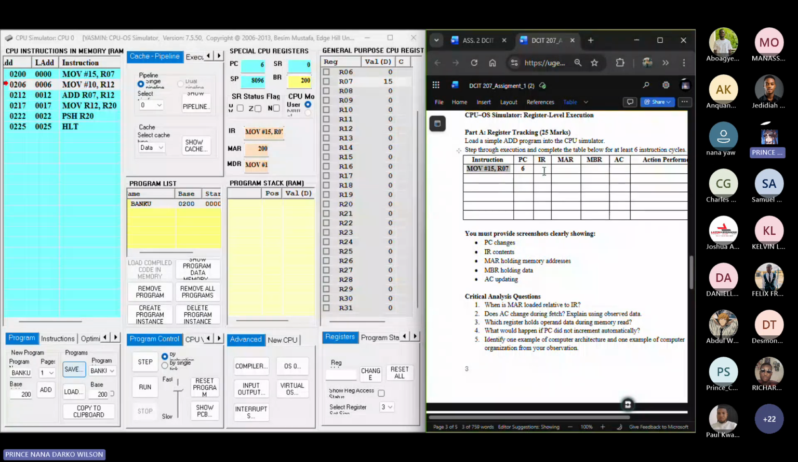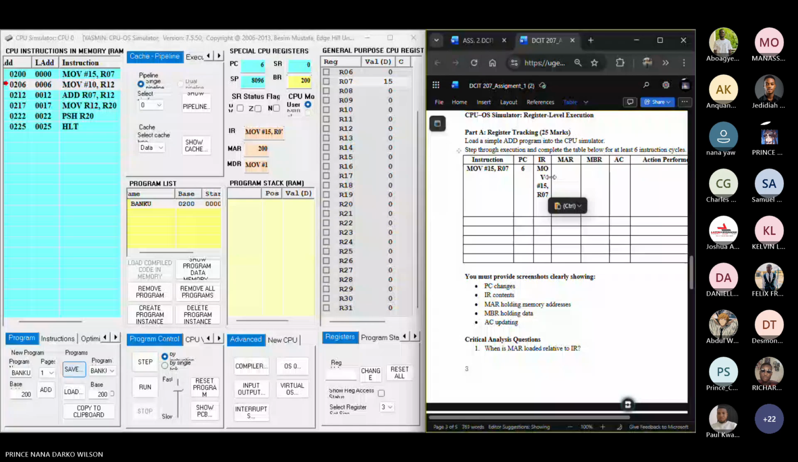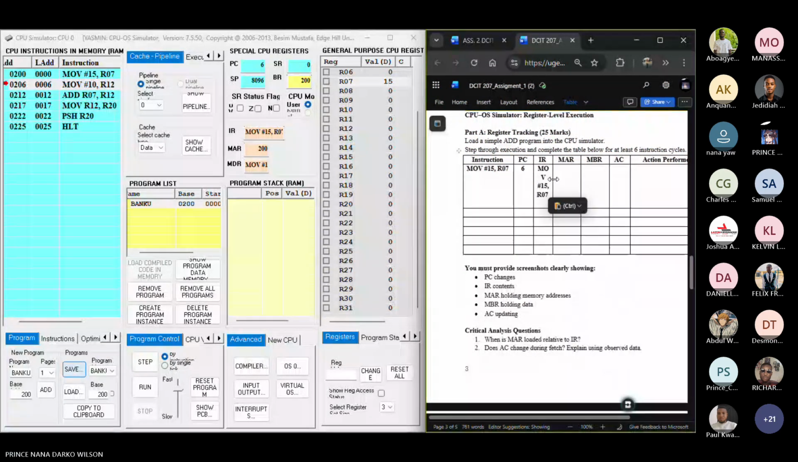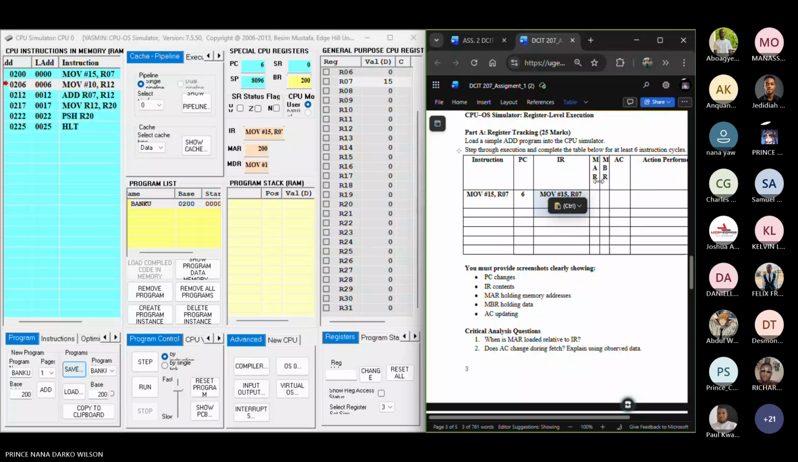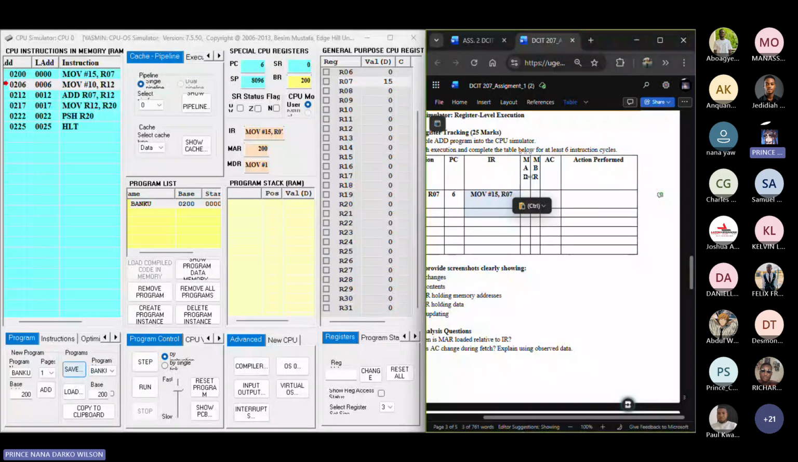Okay, you get the idea. Expand your table, okay? Expand your table. Expand everything. All right, let's just move.